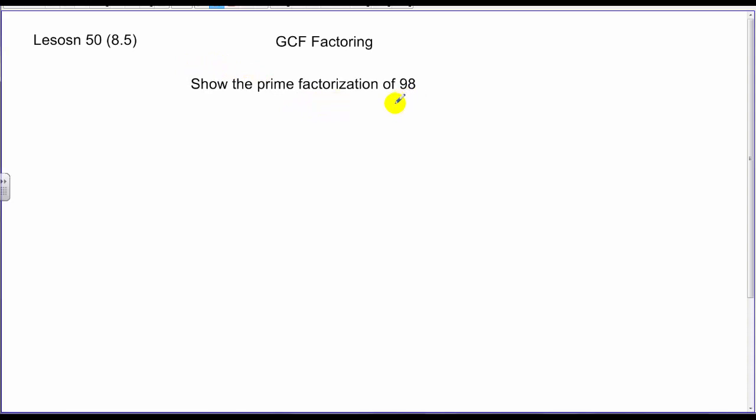If you remember, that's like creating a factor tree, finding all the prime factors of the number in question. So if I want to find the prime factors of 98, I usually start at the beginning with 2. I know that 2 times 49 is 98, so I put 49 on the other branch. Then I ask, what are the prime factors in 49? That's 7 and 7. So 98 is equal to 2 times 7 squared, and that's the prime factorization of 98.